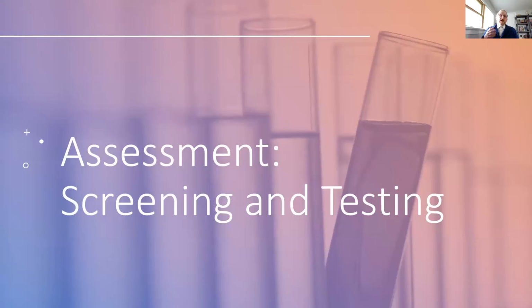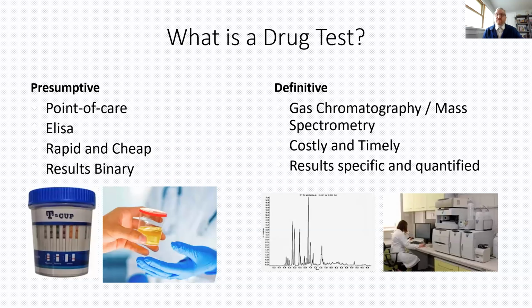So I want to turn and talk about assessment. How do we identify people who might benefit from treatment? There are 2 mechanisms that we think of. One is screening and one is testing. And it's important to define some terms. Testing means looking at a biological sample for the presence or absence of parent compounds or drug metabolites. Screening is using a verbal tool or instrument to engage with, to talk with a person about their behaviors.